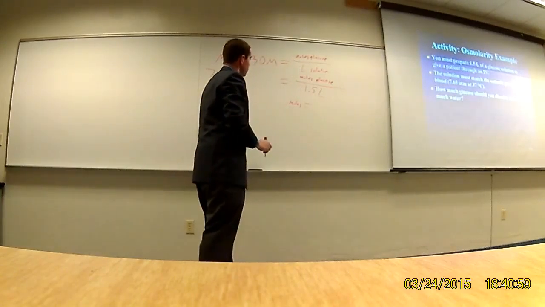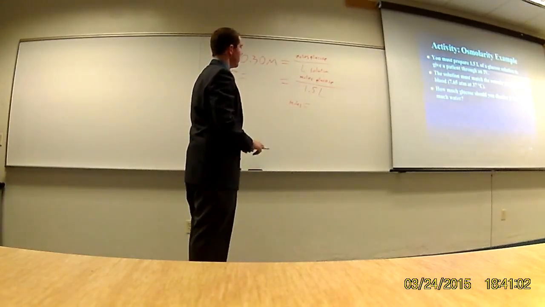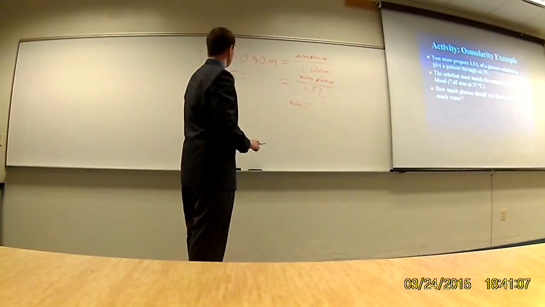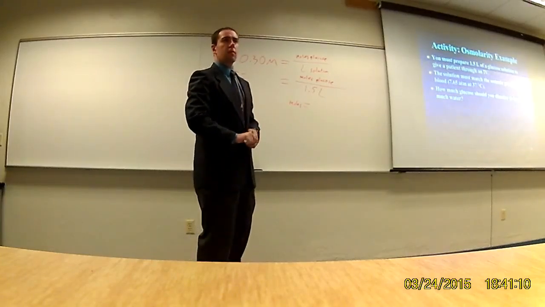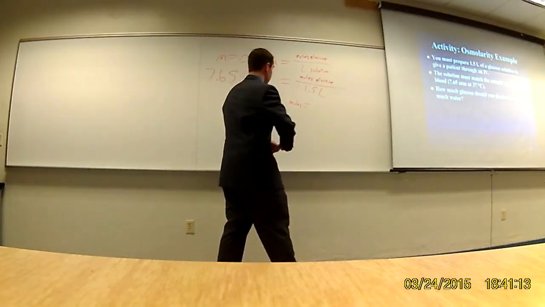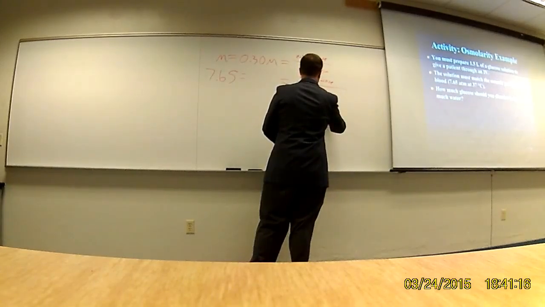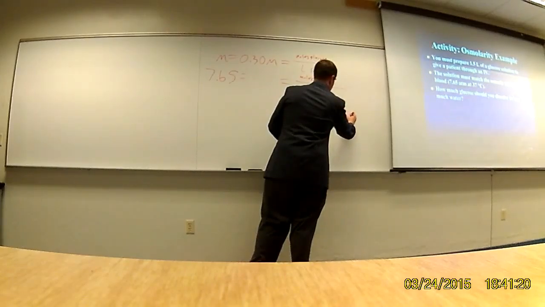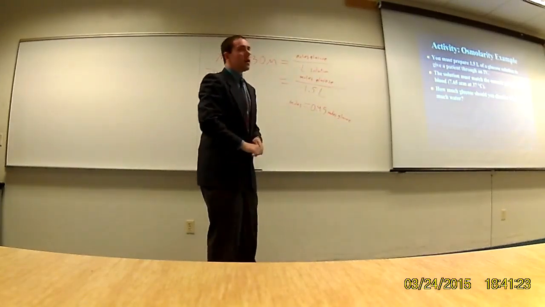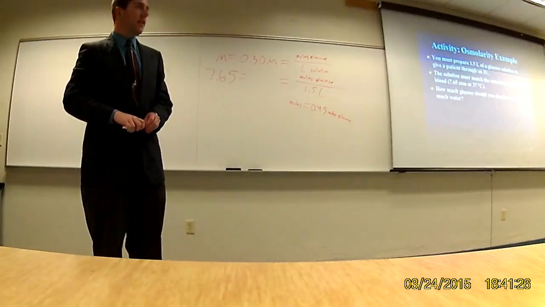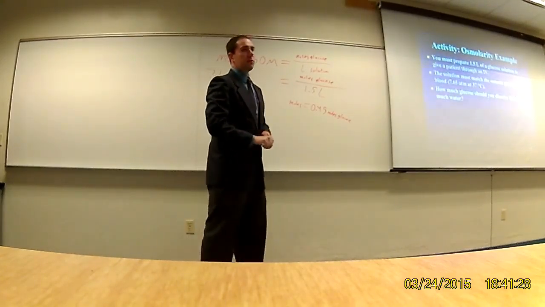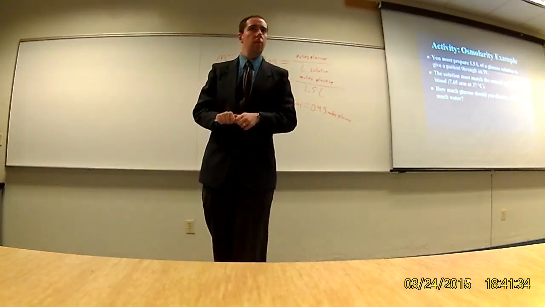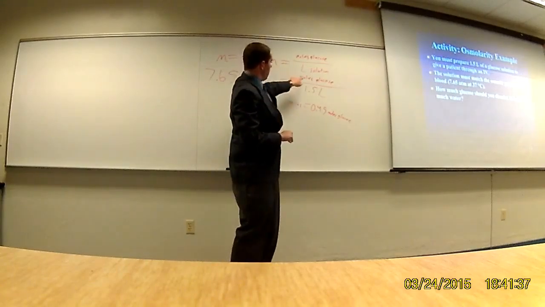Moles equals 0.75. No, 0.45. 0.45 moles of glucose. Okay. We're going to leave it in moles. We're just going to say you need to dissolve 0.45 moles of glucose in how much water? 0.3 times 1.5.